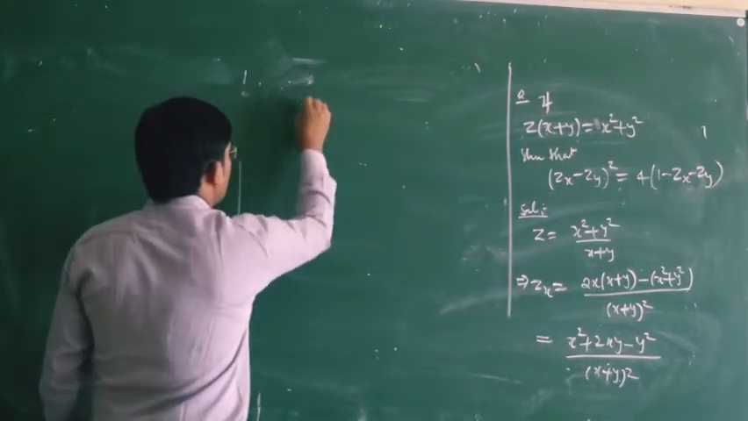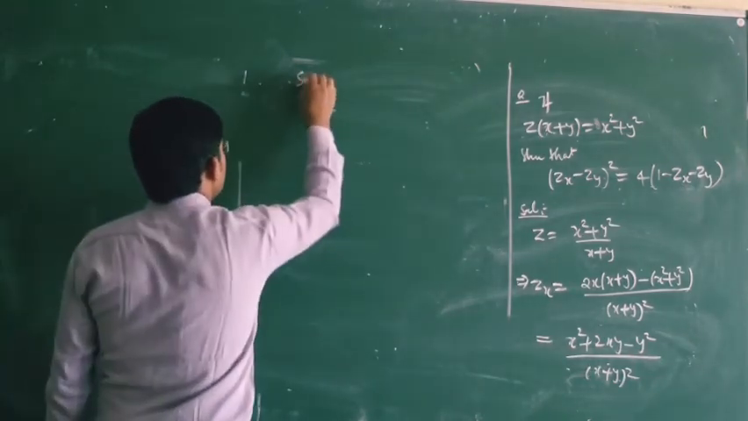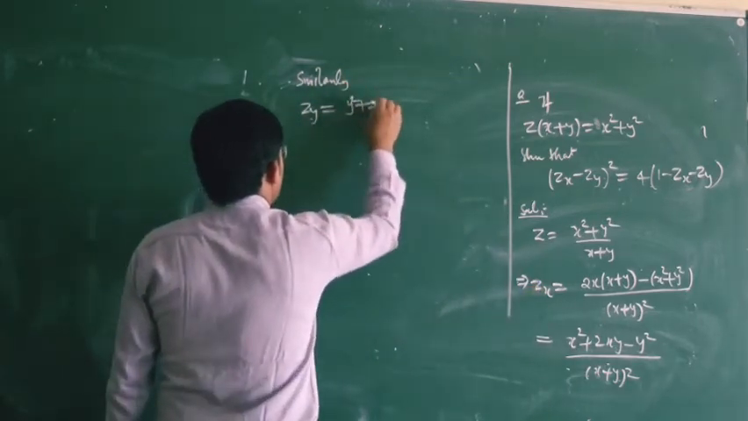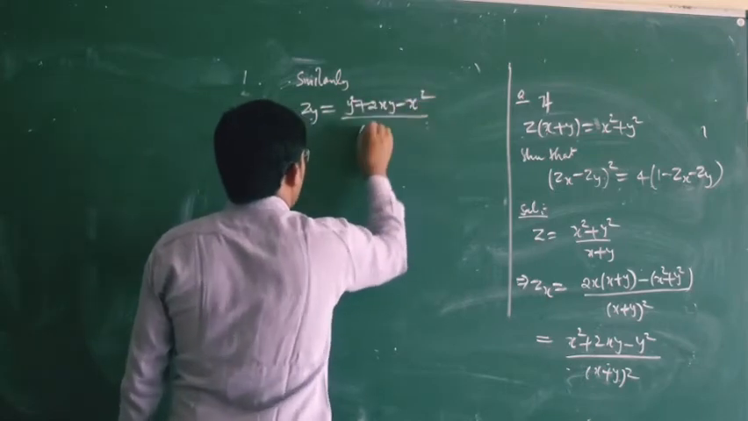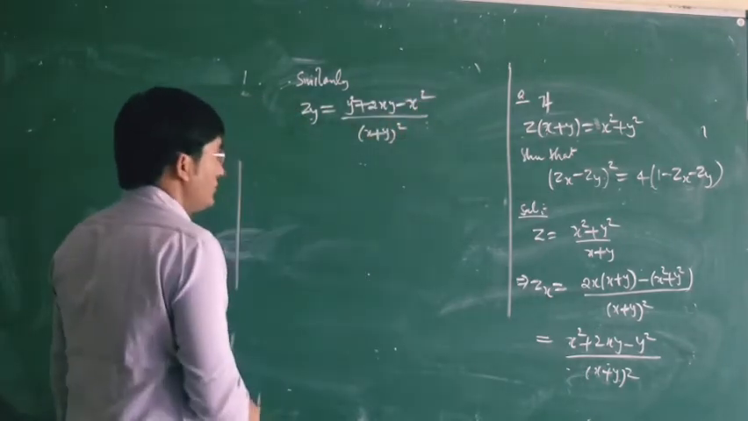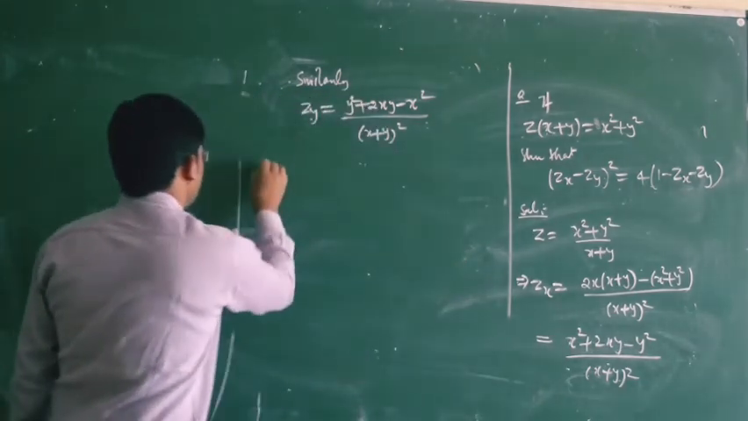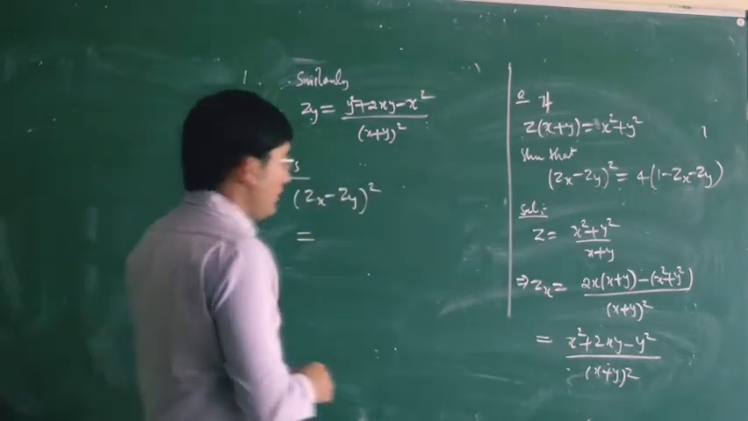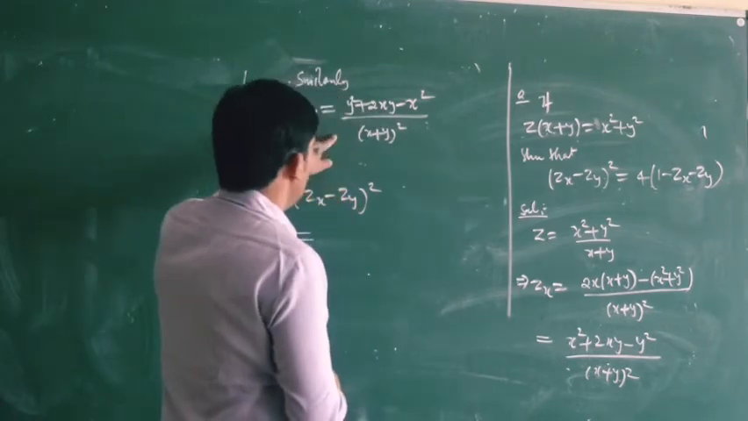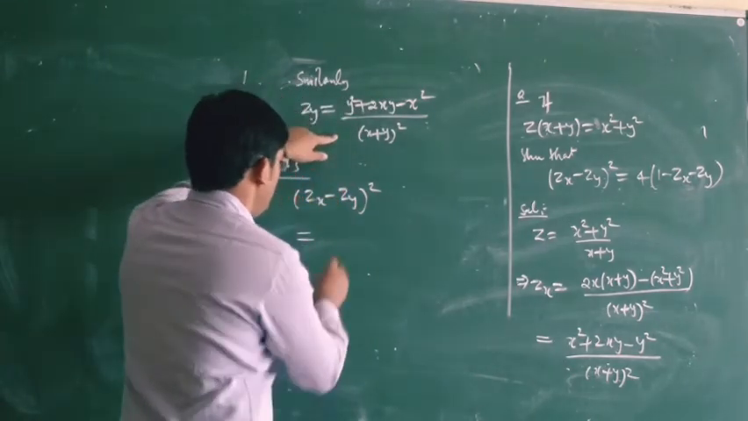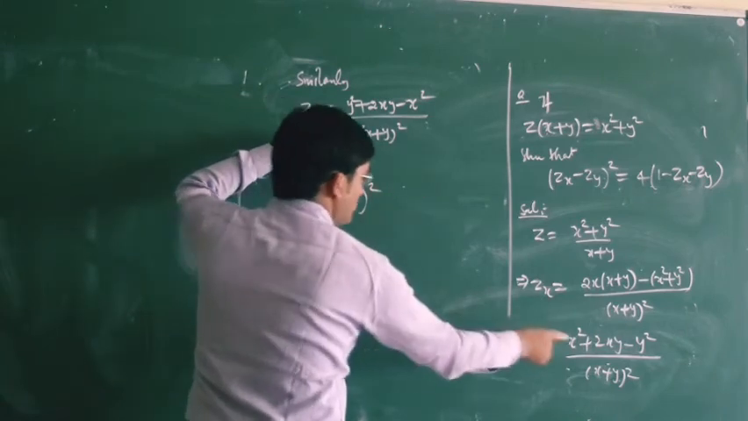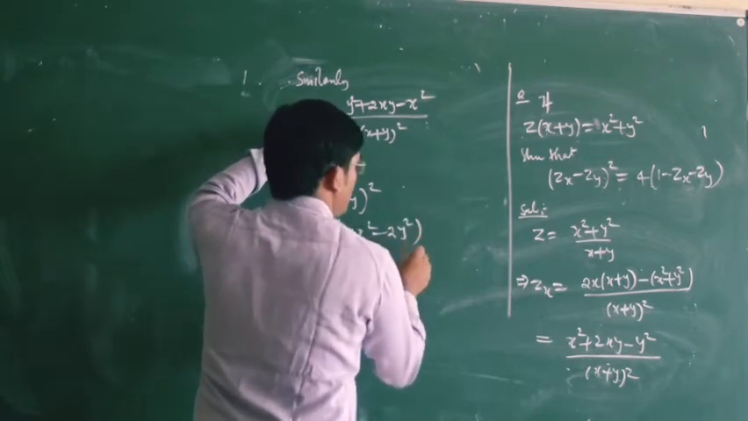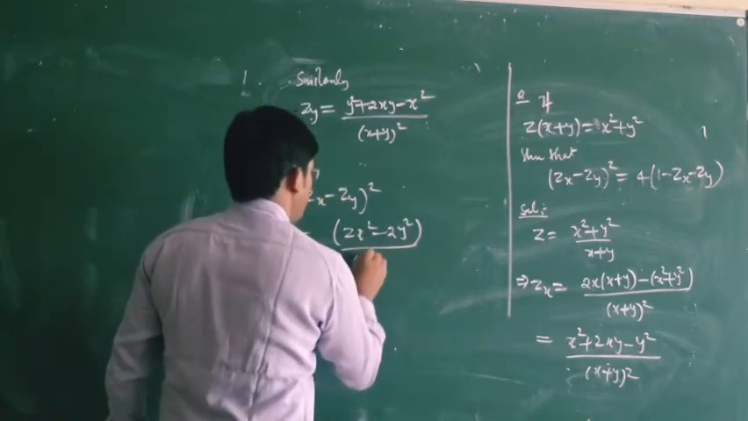Similarly, your zy will be, as your x and y are symmetrical to each other, so just replace x and y. So we will have y square plus 2xy minus x square upon (x plus y) whole square. So we have zx and zy. So left hand side, (zx minus zy) whole square is equal to, now this minus this, if you subtract, we will have 2x square minus 2y square, and upon (x plus y) whole square.